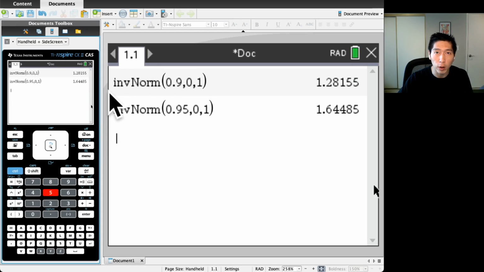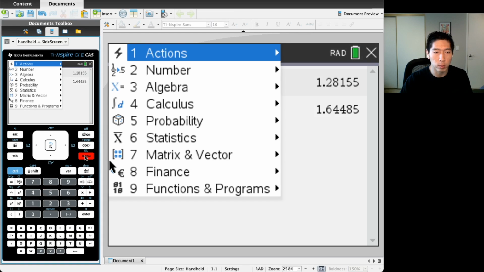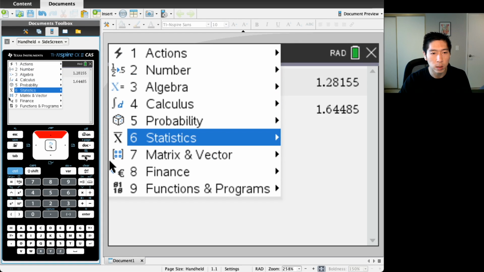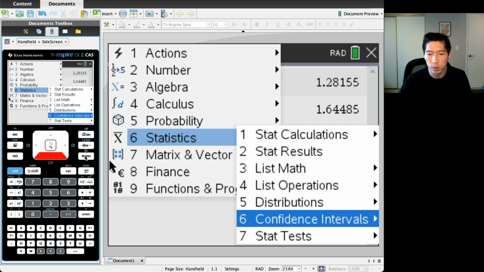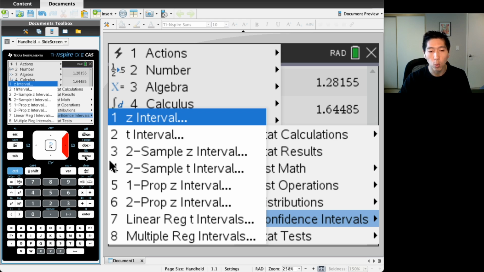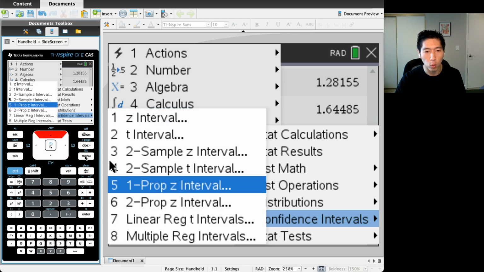So you want to stay in the calculator app. We're going to go to menu. We're going to go down to statistics. We're going to go down to confidence intervals. And then we're constructing what we call a one sample Z interval for proportions. So we're going to look for something like that. That's going to be this one right here, one prop Z interval.